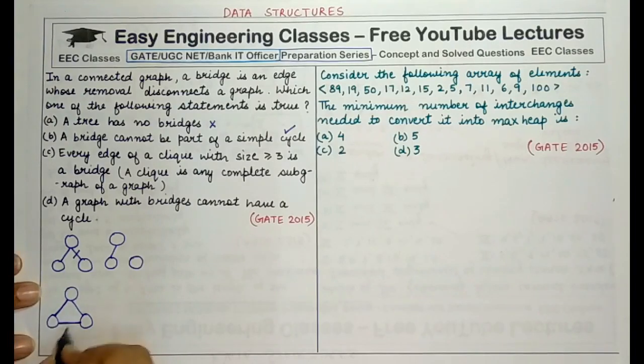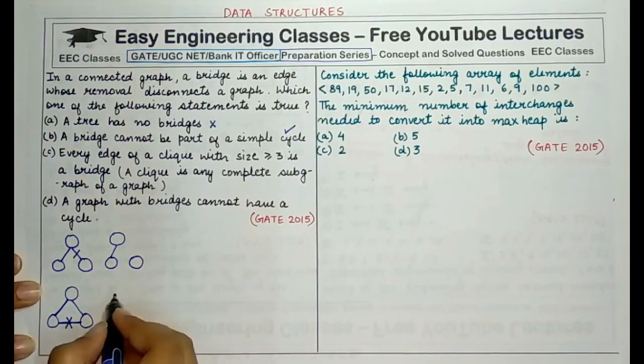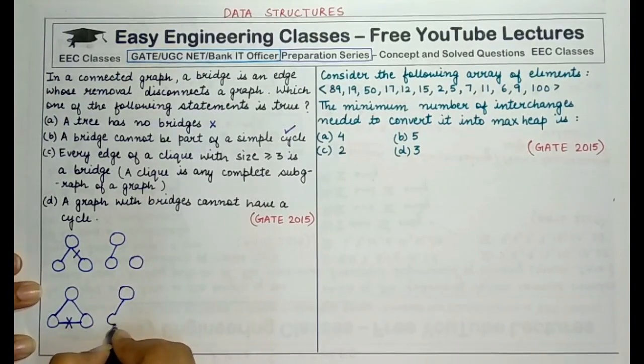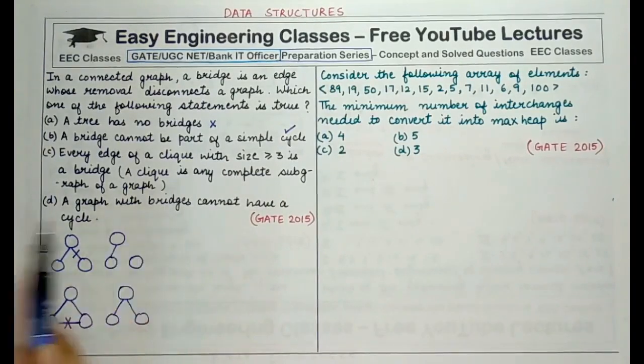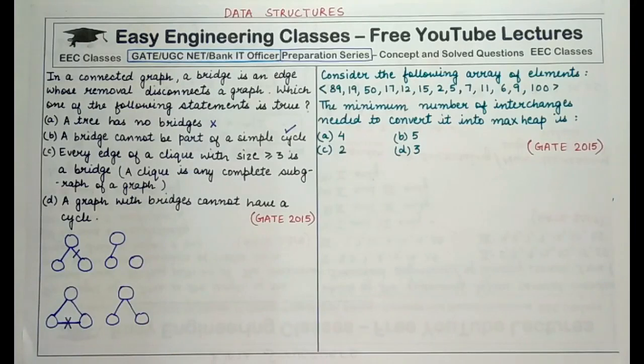Let's say I remove this edge from this cycle, and I'll be left with this remaining graph without this edge. This resultant graph is still connected and it did not disconnect the graph. Therefore, a bridge cannot be part of a simple cycle, because a bridge disconnects a graph when it is removed, but in a cycle every vertex is connected to other vertices using more than one way. All right, so there is no option of being disconnected.